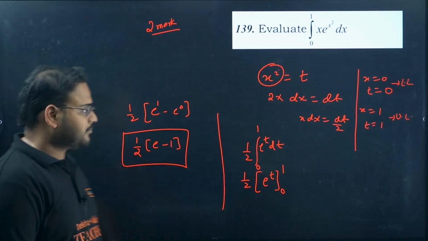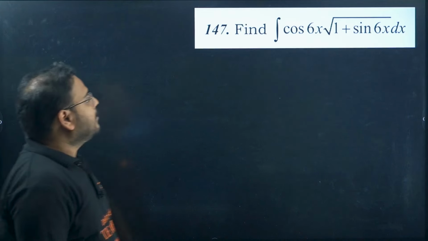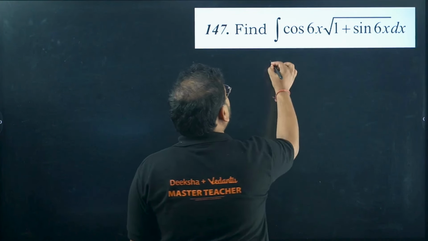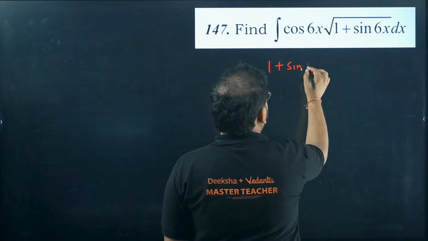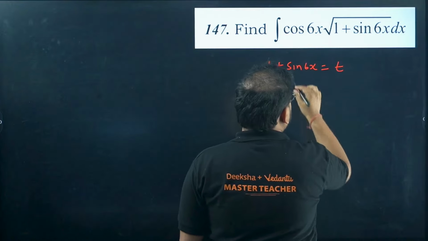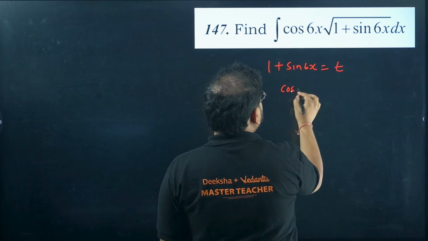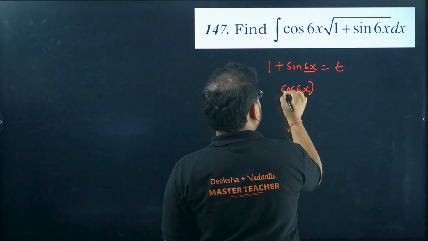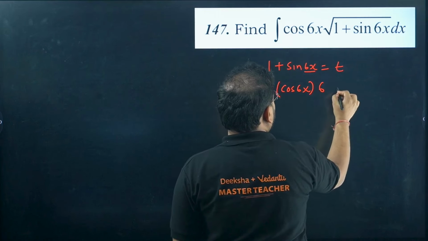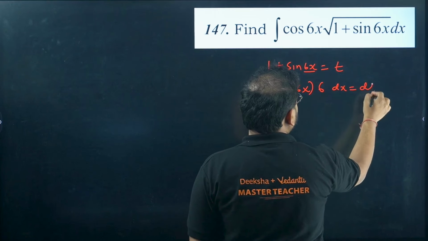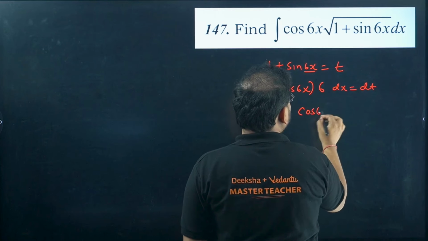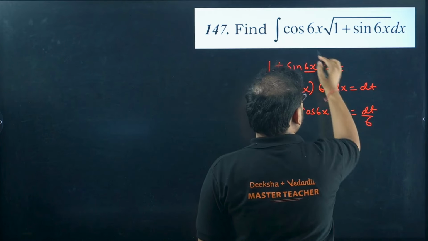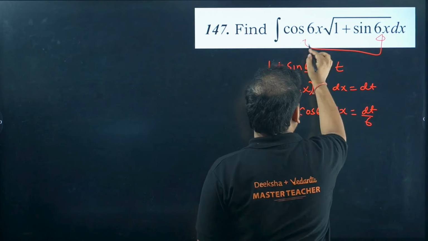2 marker. Moving on. Cos 6x root of 1 plus sin 6x. Is it a difficult question? Of course not. Substitution, as I said, differentiate, you'll get cos 6x. Is it over? No. You have to differentiate this with the chain rule. You'll get 6 one more time. You'll have dx, you'll have dt. So you get cos 6x dx equals dt by 6. Combine these two.